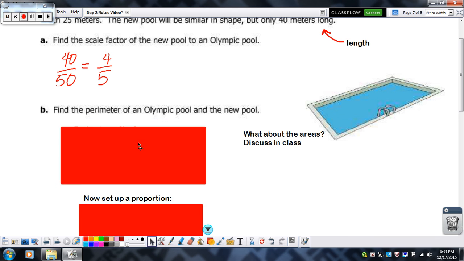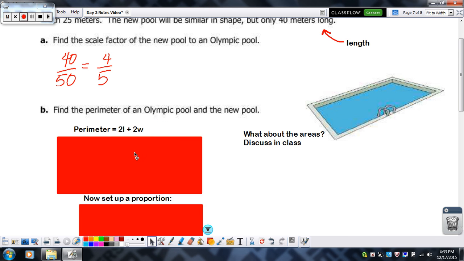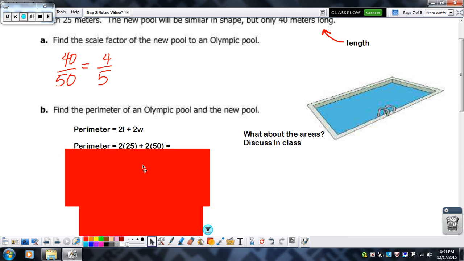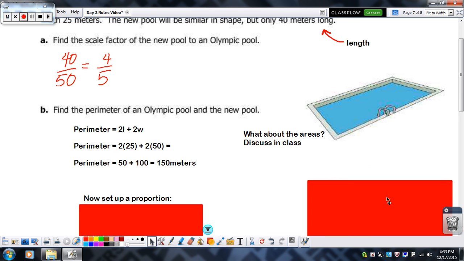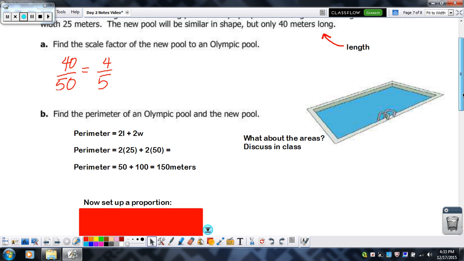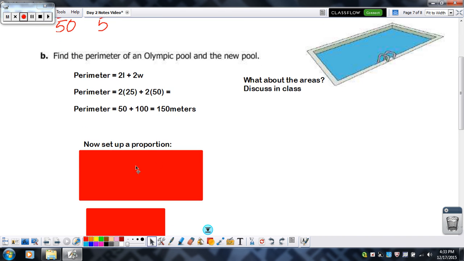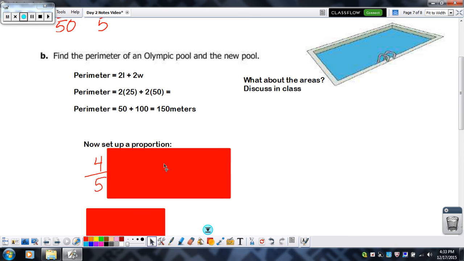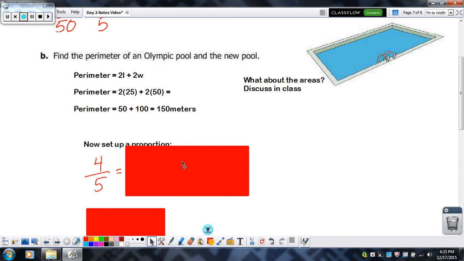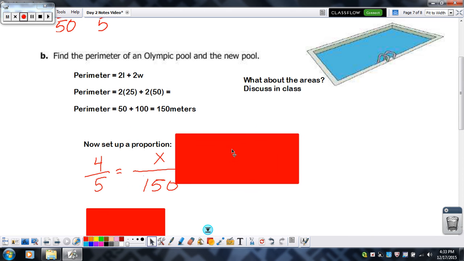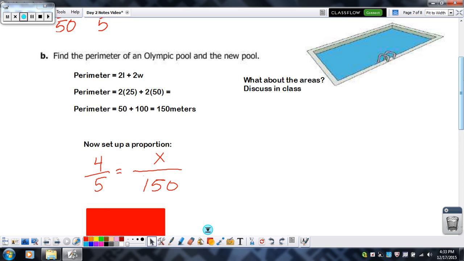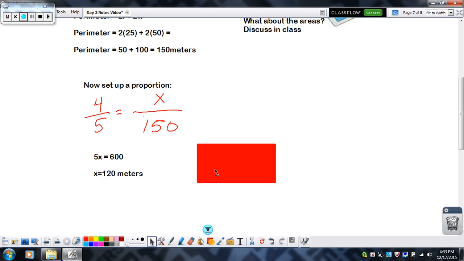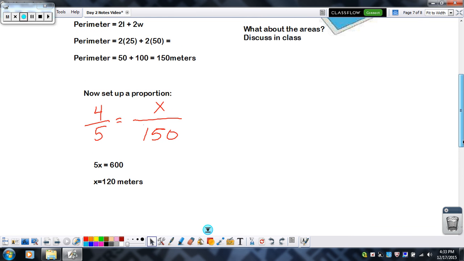First I have to find the perimeter of the Olympic pool. Remember, that's 2 times the length plus 2 times the width. I know the length and the width, so I can just plug those in, and we get that the perimeter of my Olympic pool is 150 meters. Now we're going to set up a proportion. 4 over 5, remember, was my scale factor. So I'm going to set that equal to the ratio of the perimeters. We just found the perimeter of my Olympic-sized pool, so that goes on the bottom, it's 150, and we don't know the perimeter of my new pool, so I label that with an x. Now we're going to cross multiply and solve. That leaves me with 5x equals 600, and x equals 120 meters, so my perimeter will be 120 meters.